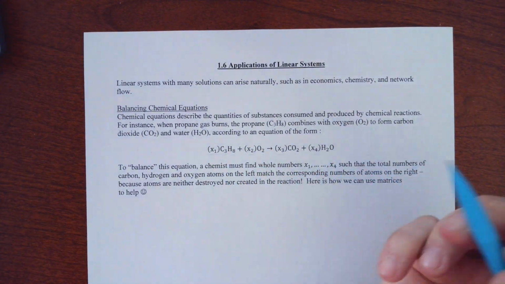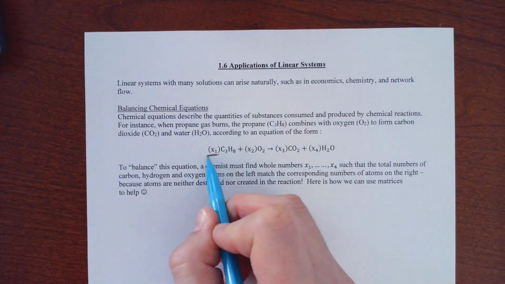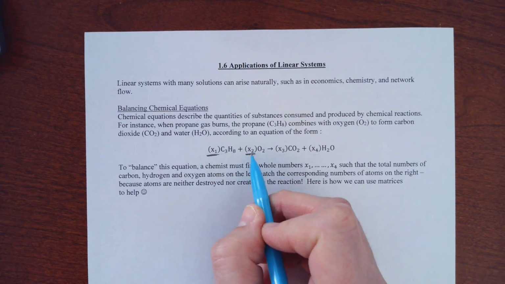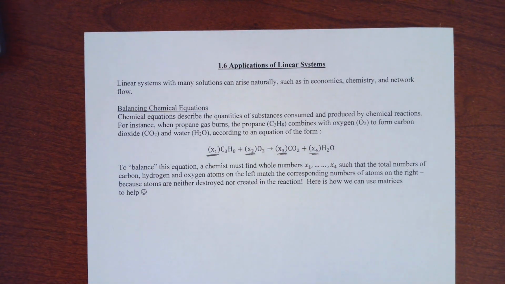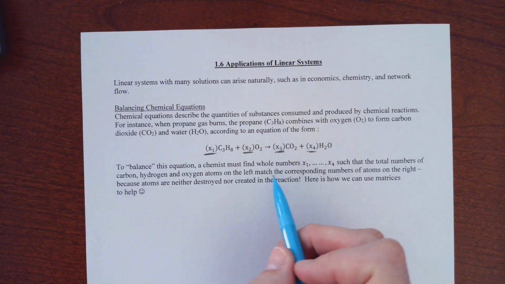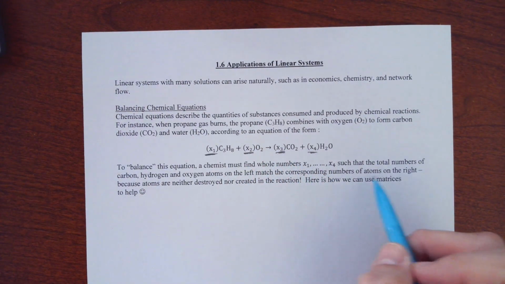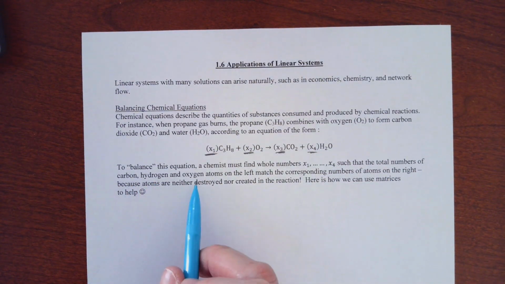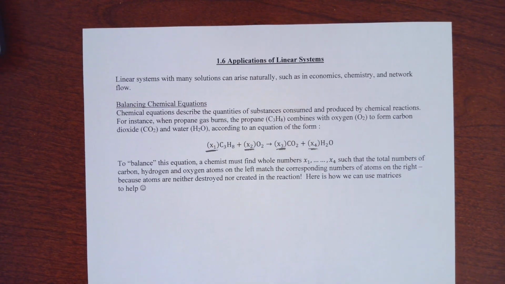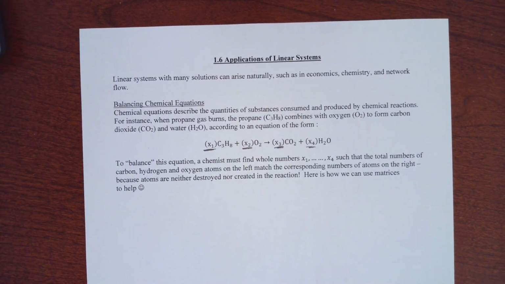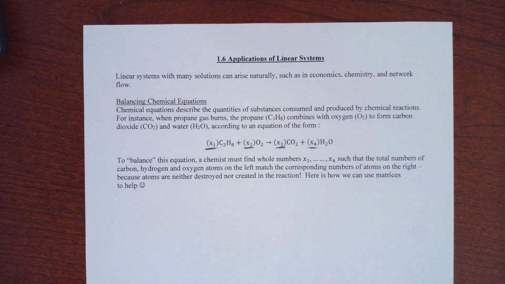So when you balance a chemical equation, you need to find coefficients for your pieces here so that you're balancing it. I don't know how to do this in the chemistry way, but you probably learned that in chemistry already. Basically, we have to find whole numbers for these spots so that the total numbers of carbon, hydrogen, and oxygen atoms on the left match the corresponding numbers of atoms on the right. Because atoms are neither destroyed nor created in a reaction, here's how we can use matrices.